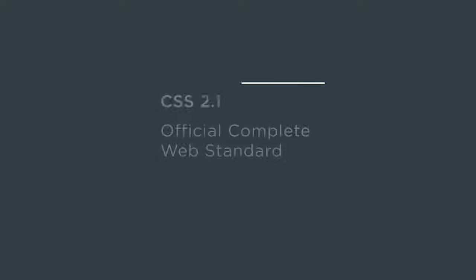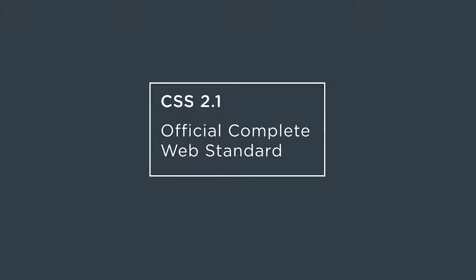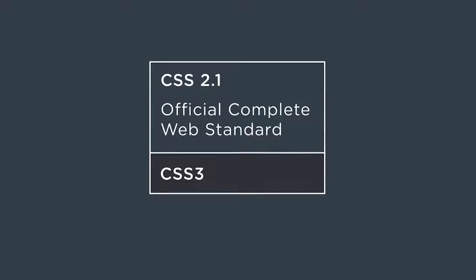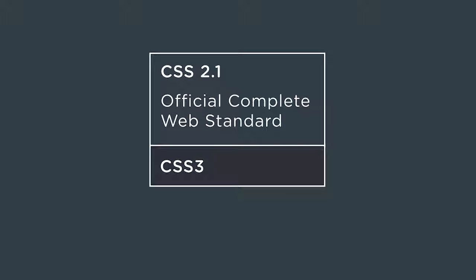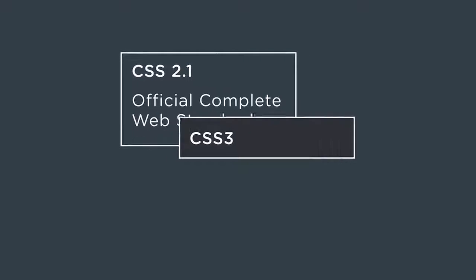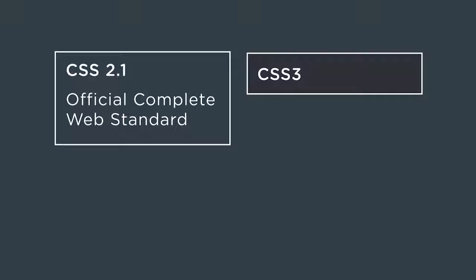CSS has also improved the accessibility of web content because it allows us to adapt our content to various devices like desktops, phones, tablets, even printers. Currently, CSS 2.1 is the official complete web standard, with parts of the CSS 3 spec implemented as a final standard. If you've been wondering about the differences between CSS and CSS 3, CSS 3 is the latest evolution of CSS, which simply extends CSS 2.1.